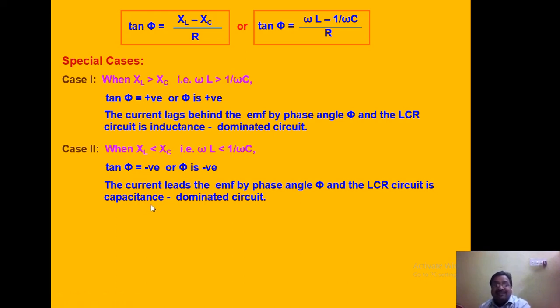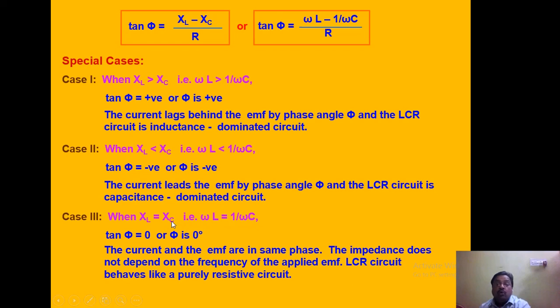Well, let us see the third case, when both the reactances are equal. When inductive reactance is equal to capacitive reactance, XL equal to XC, tan phi will be equal to 0 by R, means tan phi will be equal to 0, so phi equal to 0. No phase difference between current and EMF. Then we say the current and the EMF are in the same phase, and the impedance does not depend upon the frequency of the applied EMF. Why? XL equal to XC means impedance Z will be equal to R.